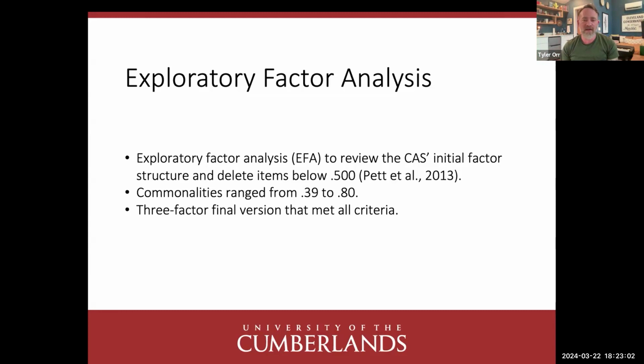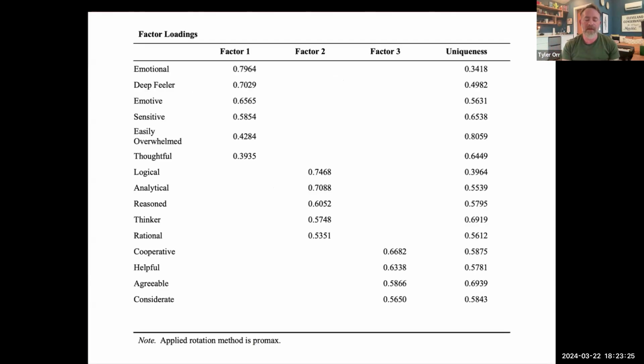There's a YouTube video that I watched and I was like, okay, I know how to do this now. But our communalities ranged from 0.39 to 0.8. Now remember the cutoff's 0.5, so you can see right off the bat that we've got some that fell short. And at the end of the factor analysis, we wound up with a 3-factor final version that met all criteria and aligned with our theory, the CA theory that we started with, which was really exciting.